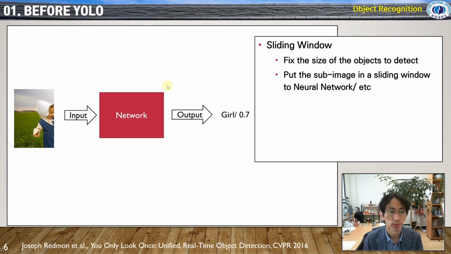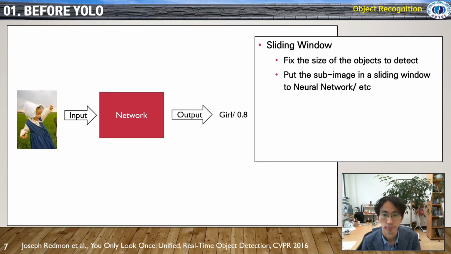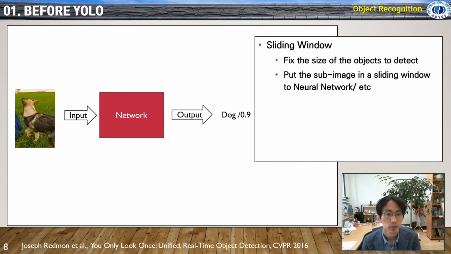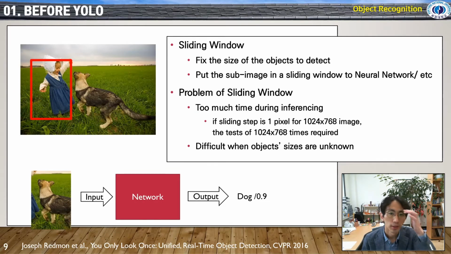Okay, there is a problem. With this method, it is possible to recognize all the objects correctly, but it takes too much time because we have to check lots of images, lots of sub-windows. Okay, sub-images in a sliding window. So it takes a lot of time.